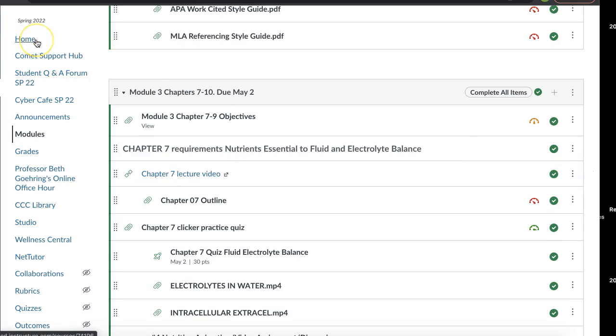Over here on the left, you'll see we have the home page, we have the Comet Support Hub. If you have any questions, you can either email me, or you could put it into this forum. Other students can respond to you if they know the answer. I'll periodically look in there to see if there's anything in there. We also have a cyber cafe where students can work together and exchange information. I don't go into this particular one. This is for just students in the class to interact with each other.